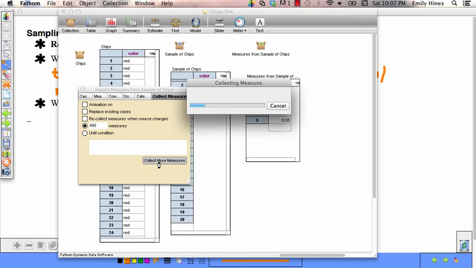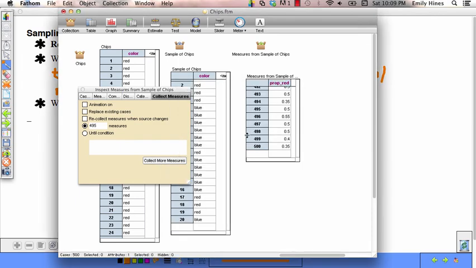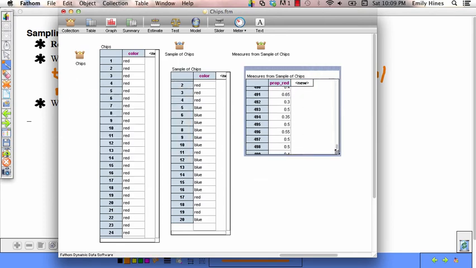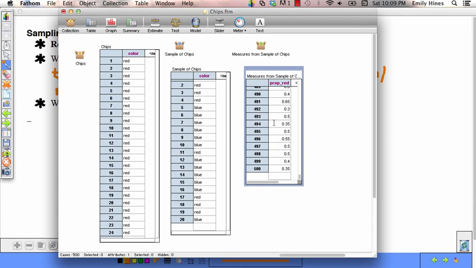We're going to go through this process in class too, with a penny activity that we are doing. So you'll see this again in class. But I wanted to put it on the video just so you would have it for future reference. So it's calculating. So here are our 500 measures, our 500 statistics. Each of these is a proportion gained from a sample of 20 chips.